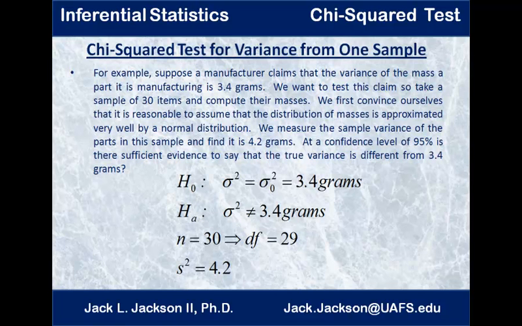Now be careful with this. If we're talking about standard deviations, what you really need to do is convert them to variances, because this test really is for variances, because the chi-square distribution is based on variances. But it's still really the same idea. Just square them and go forward from there.